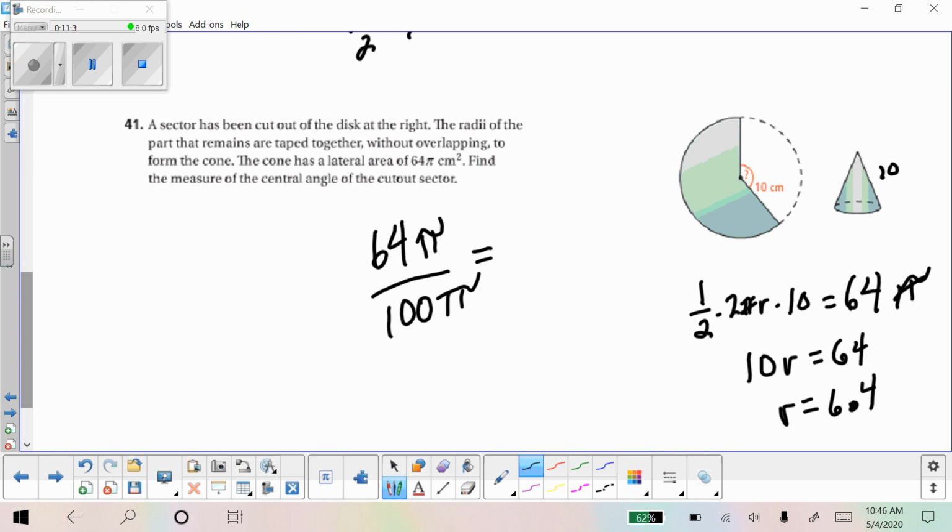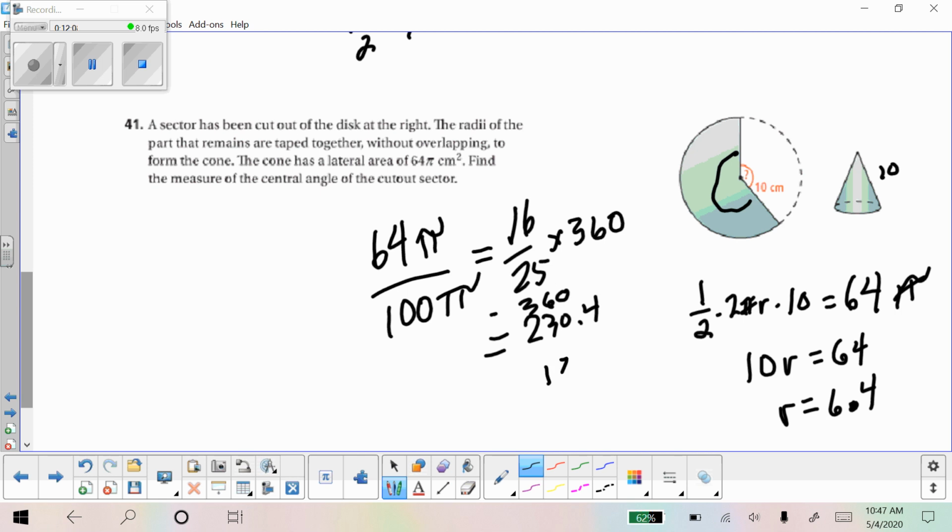And if we take that ratio and multiply that by 360, whatever that answer is, that gives us 230.4. That would be the number of degrees of this part, but they want the other, so let's just subtract that from 360. And we get 129.6.